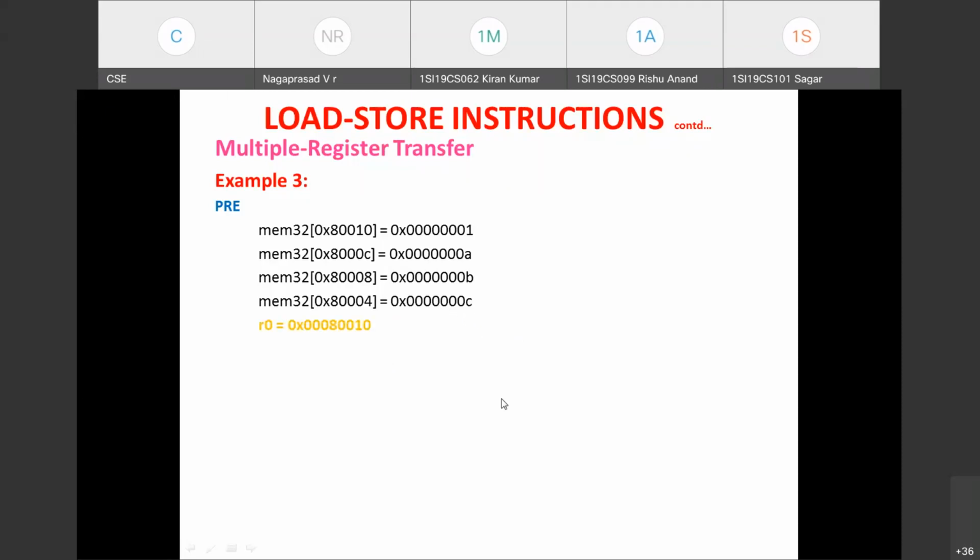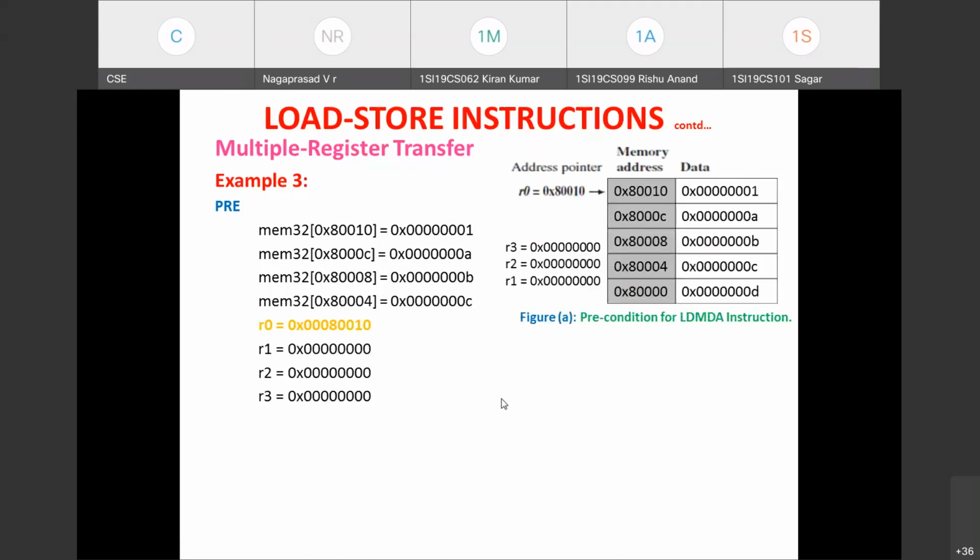Okay. And the R0 register is used as a base address register with value as 80010. These are the initial contents of the registers R1, R2, and R3. The same data we have represented diagrammatically here. The memory map is shown here with these data stored in these memory locations. Okay, and R0 you can see it is pointing to this memory location 80010.